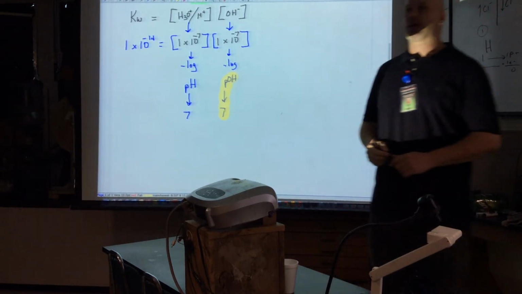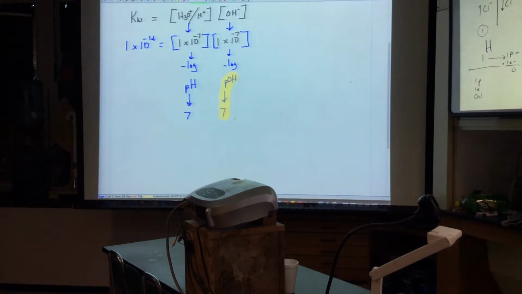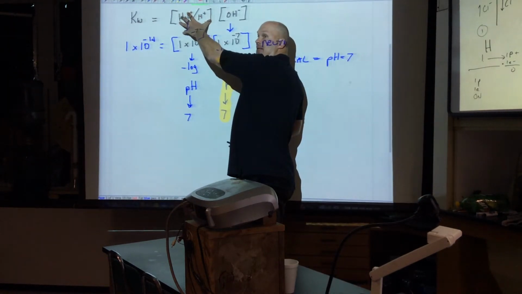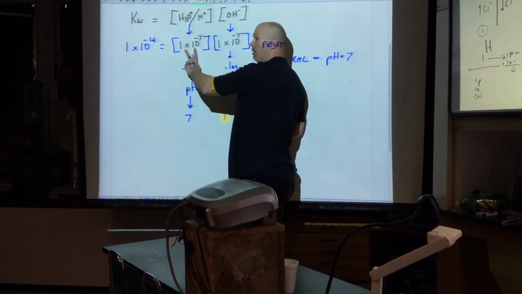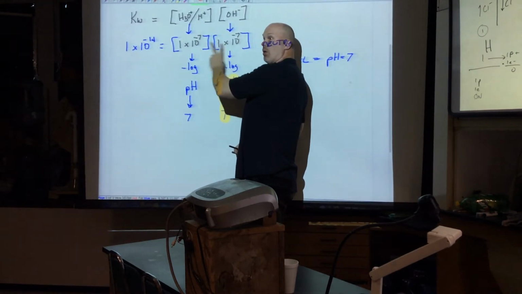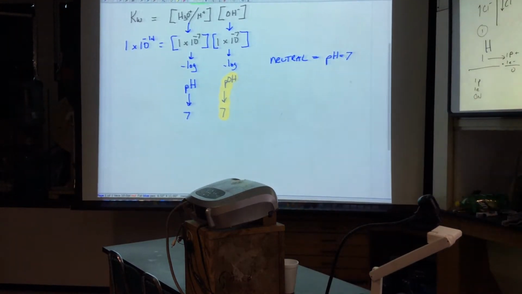Anyone know what's special about a pH of 7? It's neutral. Why is it neutral? It's not acidic or basic at a pH of 7. And you know why? It's right there in front of you. The H pluses, which come from acids, equal the OHs that come from base. These values are equal at neutral pH. You don't have something that's more positive, more acidic or basic.